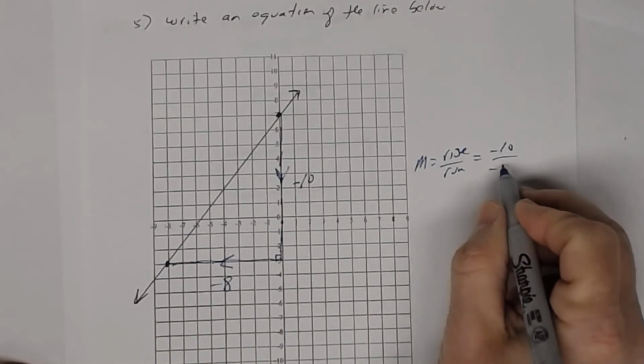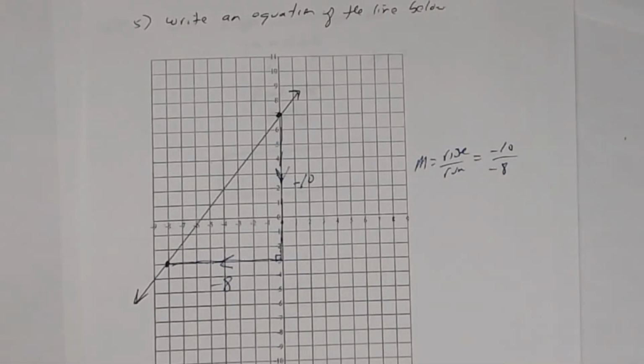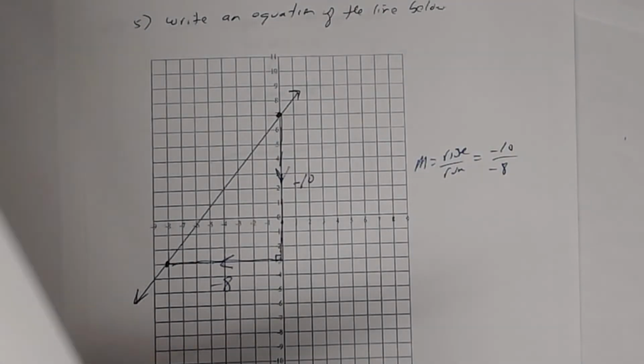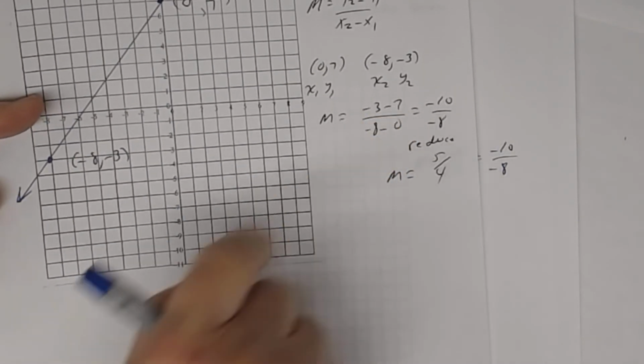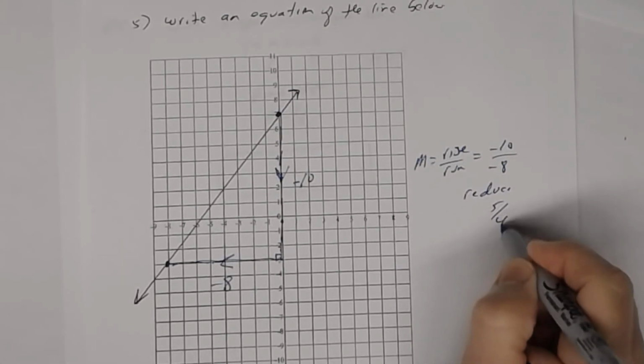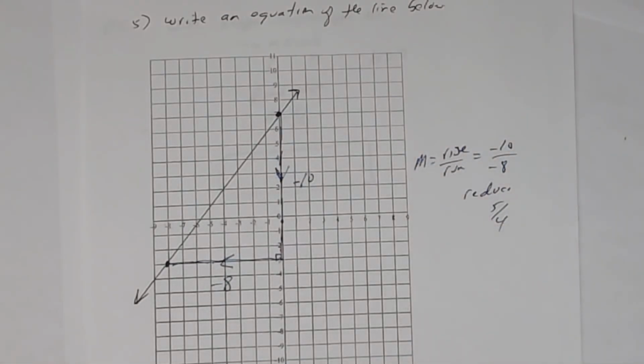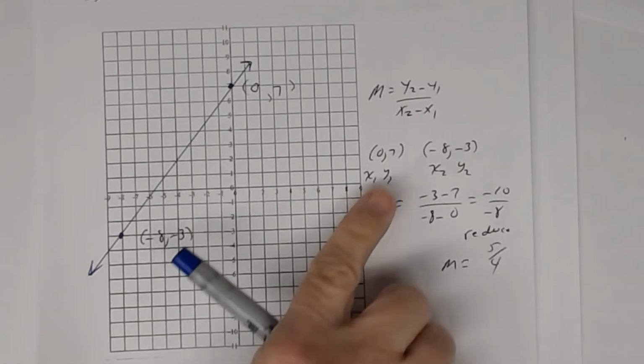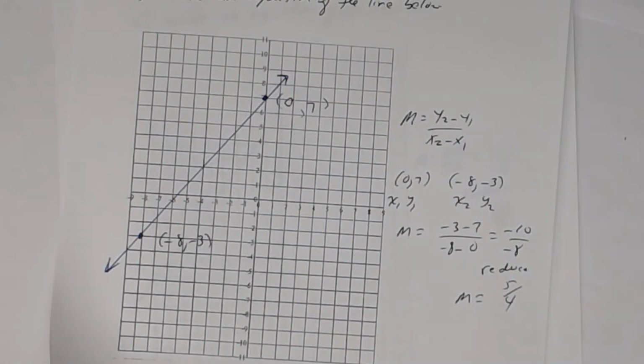So negative 10 divided by negative 8, which is what you see here. And then when you reduce this, you get 5/4. All right, so the slope is 5/4. So that's just using rise over run. So we can use rise over run, or we can use the slope formula.